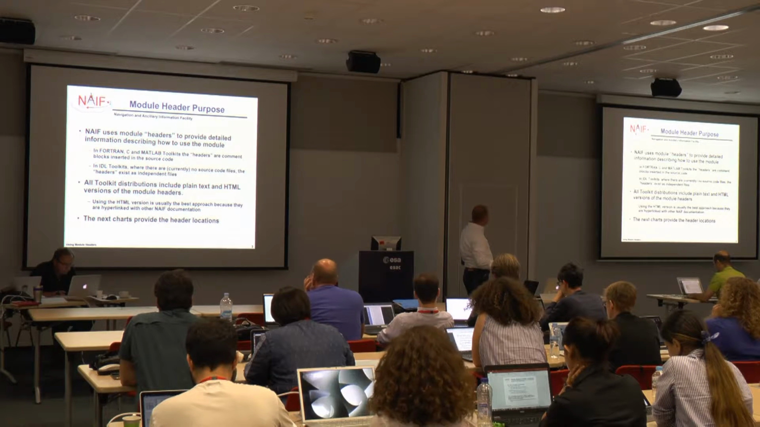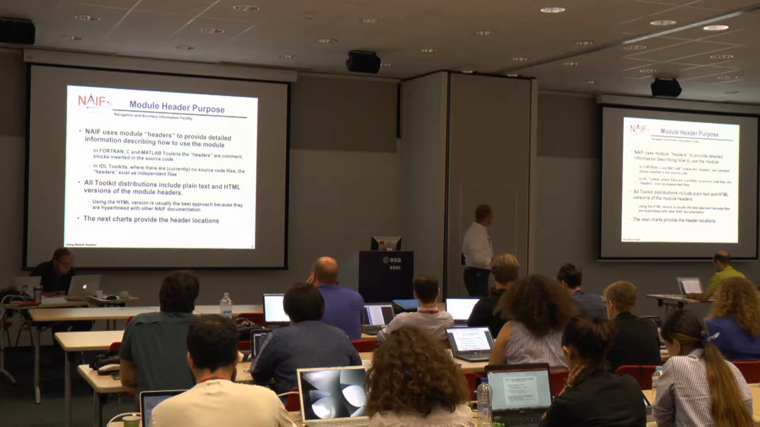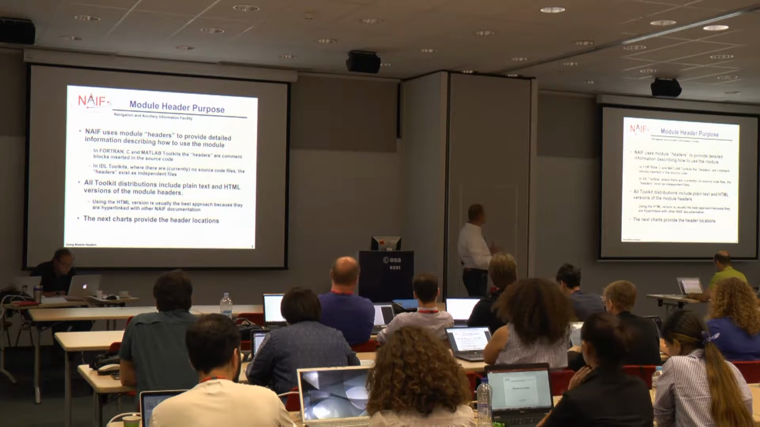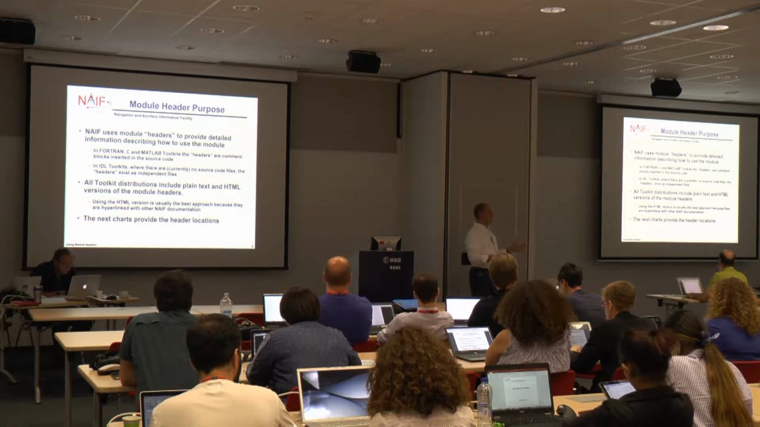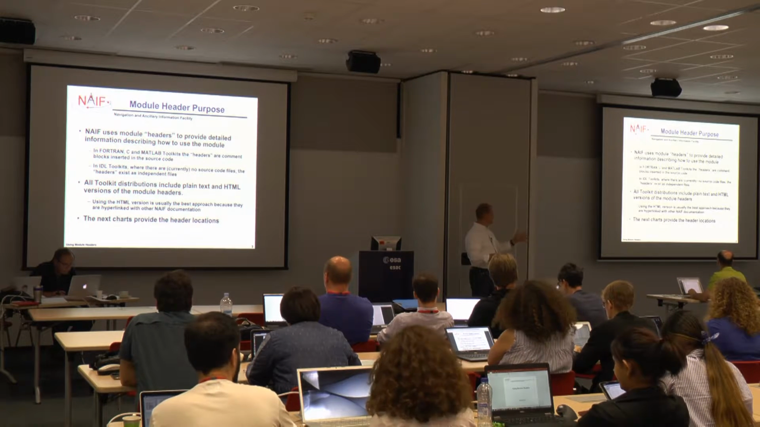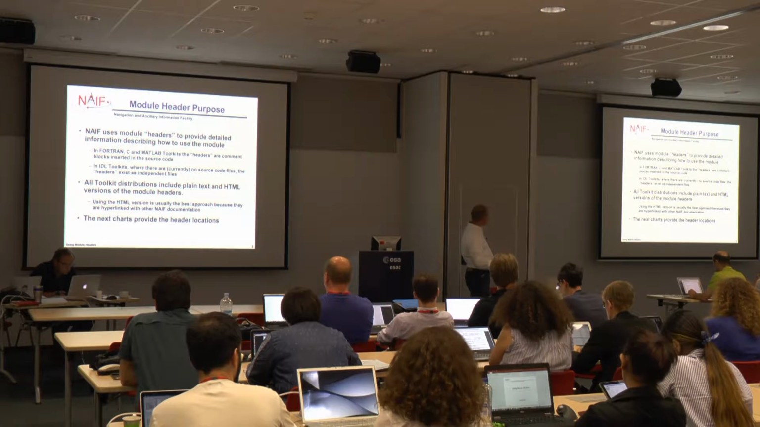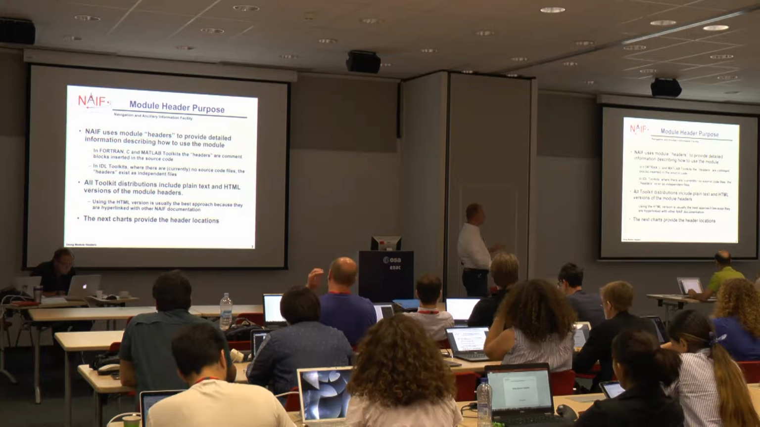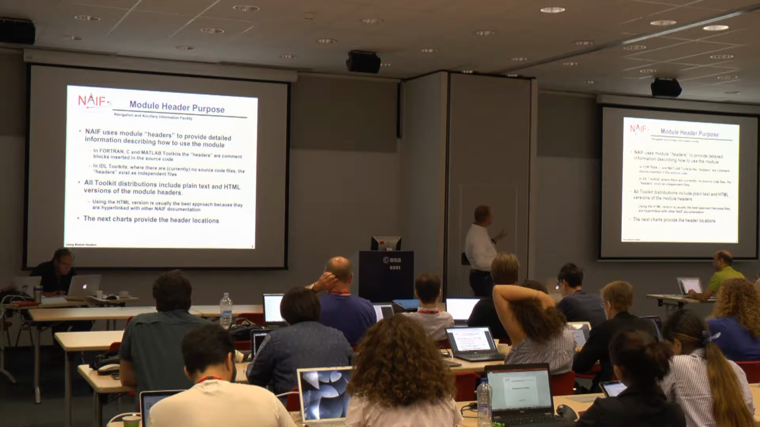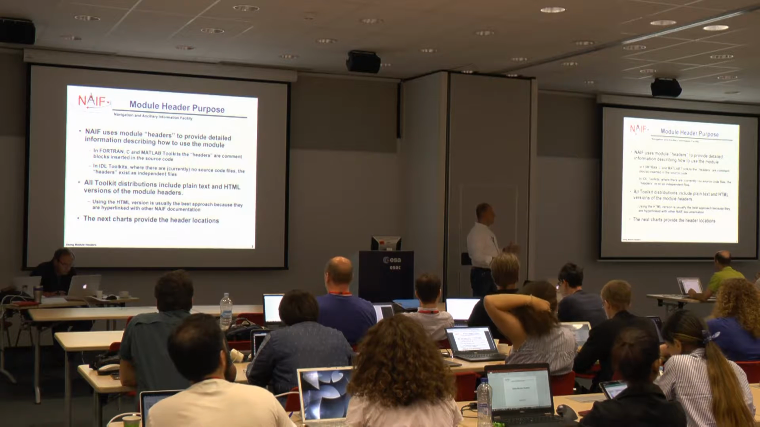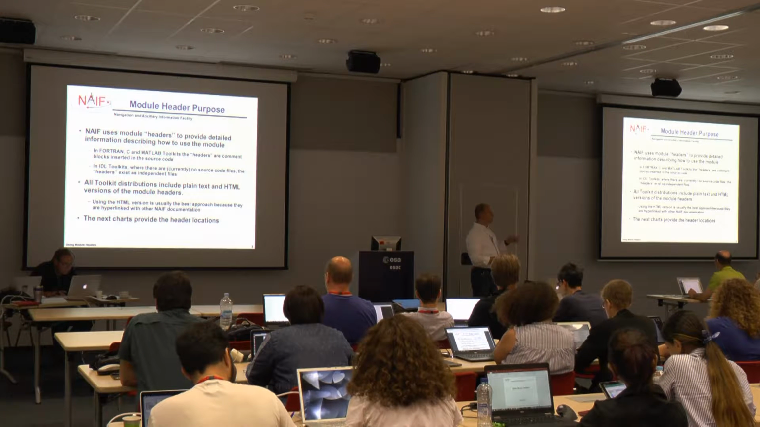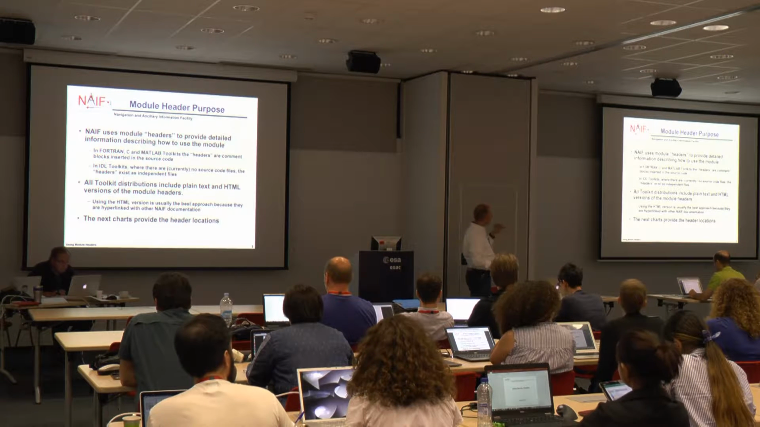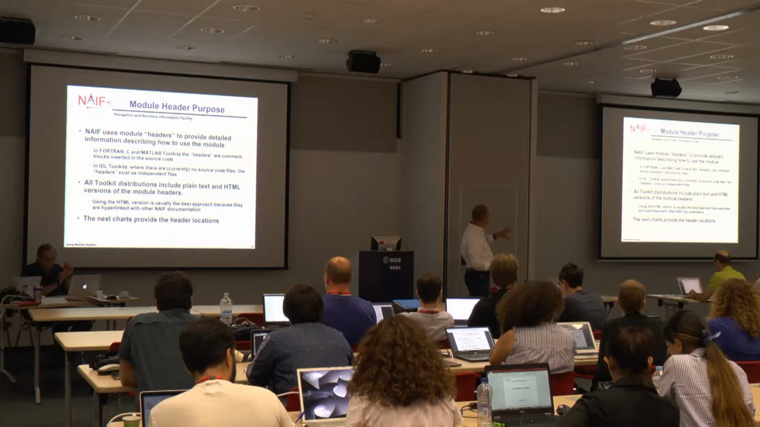So NAIF uses module headers to provide detailed information describing how to use a module. In Fortran, C, and MATLAB toolkits, these headers are just comment blocks which reside at the top of that specific module. In the IDL toolkit, where we don't provide IDL source code because the bridge is built in C, these exist only as independent files in the HTML tree. So for IDL, if you look in the ICY directory under source, you're not going to find any of these headers, while for the other languages, that's where the original header information is.